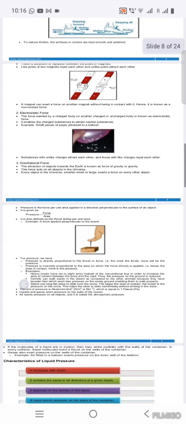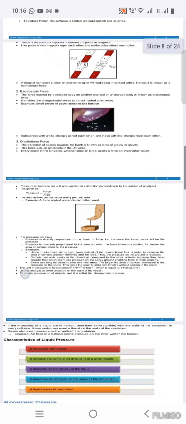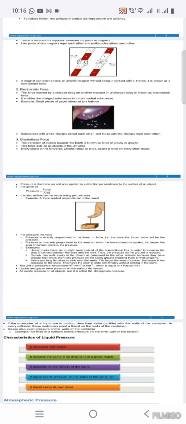Here on this planet, every object experiences a pull of the earth towards the center of the earth, that is the force of gravity. This force acts on all objects in the universe. Every object in the universe, whether small or large, exerts a force on every other object. This is explained by Newton, and that's why there is a law known as Newton's law of gravitation.